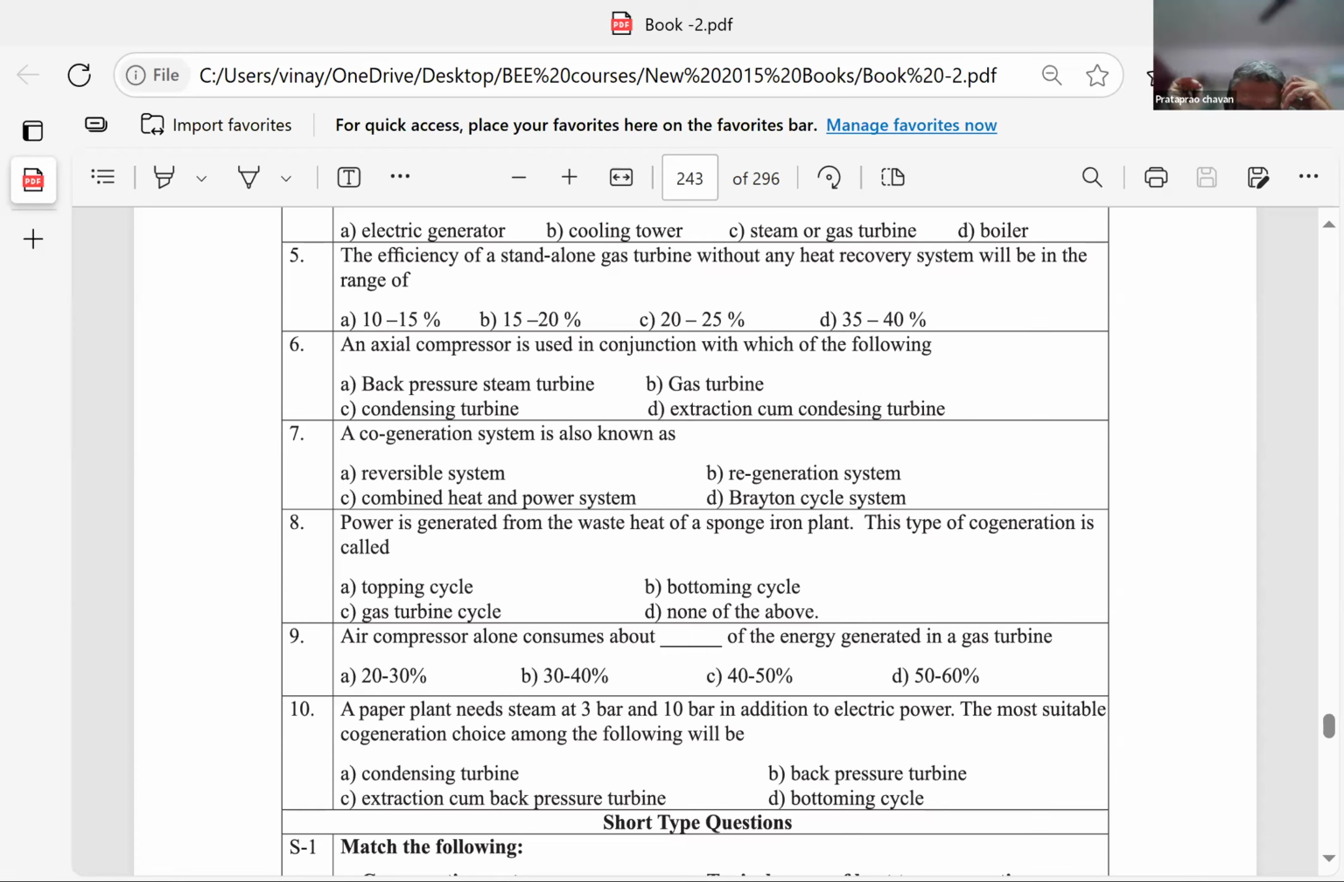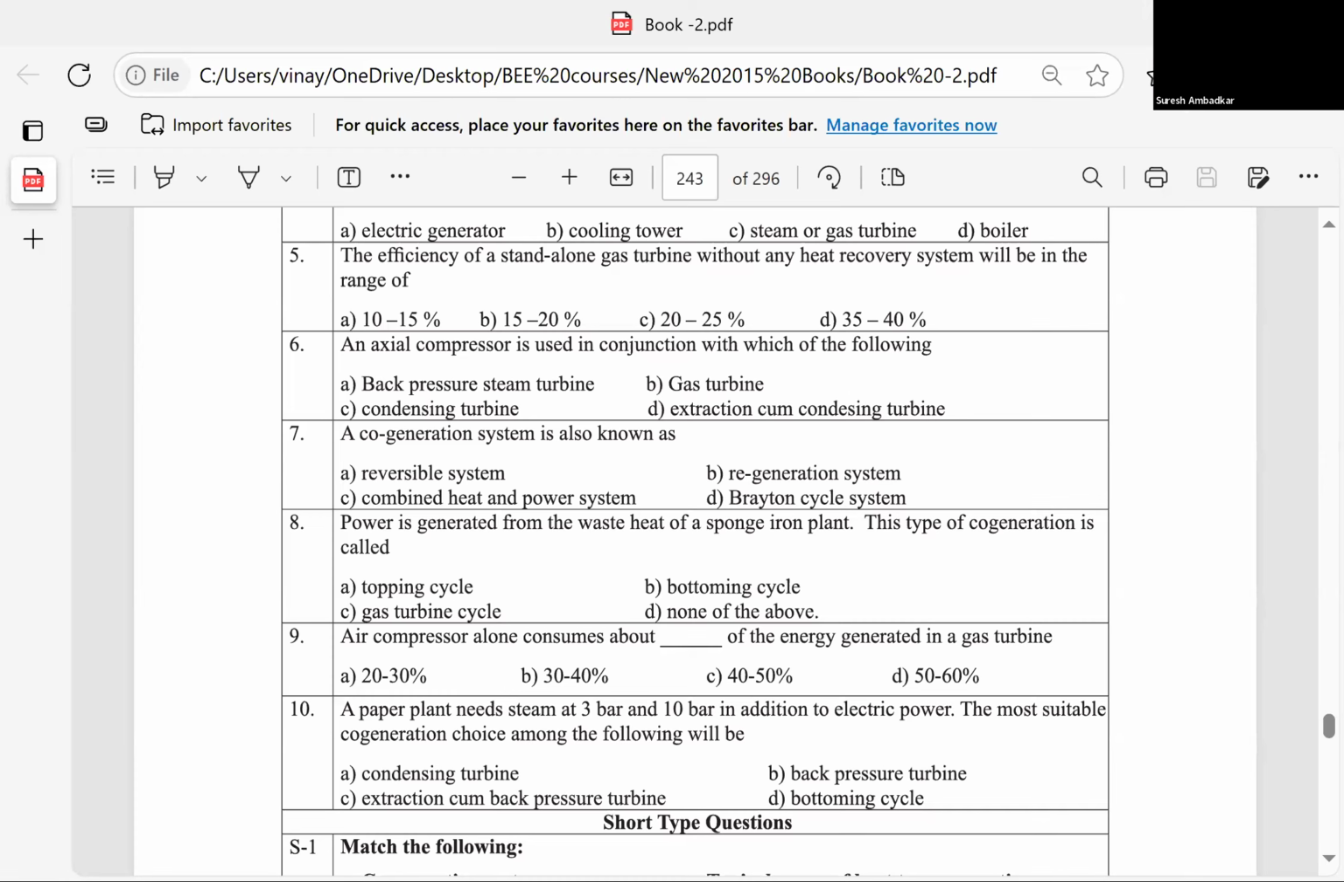Next: power is generated from the waste heat of a sponge iron plant. This type of cogeneration is called, now tell me which type of cycle. First sponge iron plant and then electricity. Bottoming cycle, yes. When electricity comes after, it is bottoming. If it comes first, it is the topping.